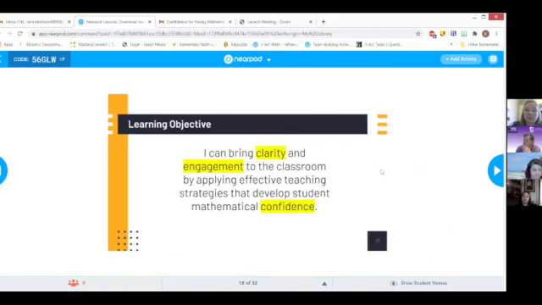All right, as I mentioned earlier, I'm going to reflect back to our learning objective to see if we're on target. We make sure that we are bringing clarity and engagement to the classroom by applying effective teaching strategies that develop student mathematical confidence. So far we have talked about clarity and a little bit of engagement techniques, and bringing that full circle to building that confidence. We've talked about some Hattie strategies such as whole brain teaching with the I can statements, and then also learning from mistakes.